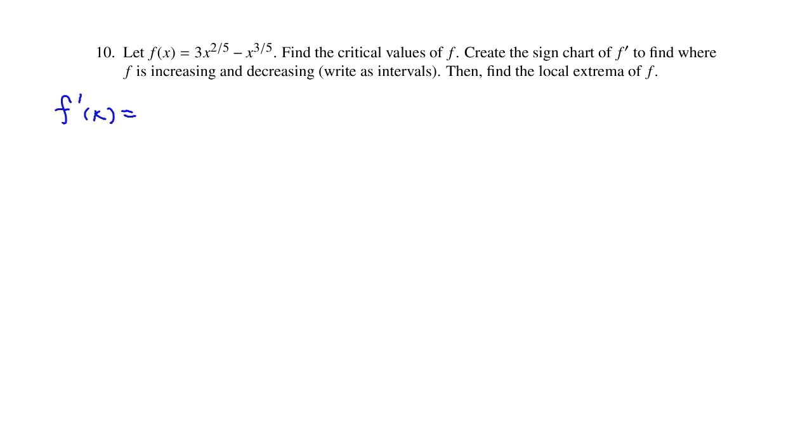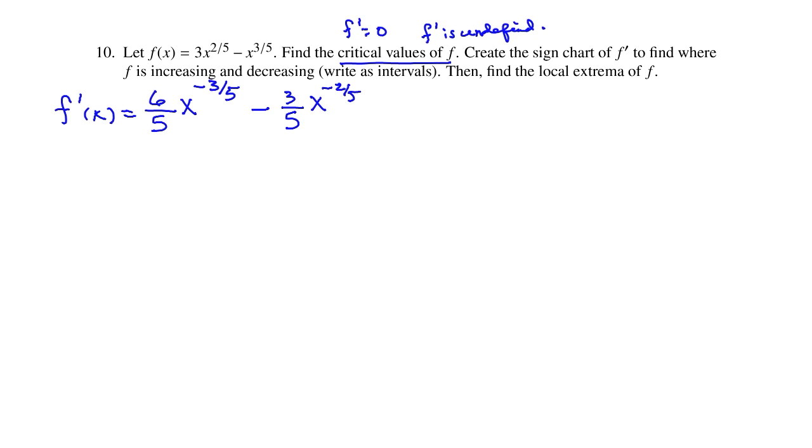So the derivative of 3x to the 2/5 would be 6/5 x to the -3/5 minus 3/5 x to the -2/5. So we want to find the critical values. There are two ways to have critical values. They are when the derivative is equal to 0 or when the derivative is undefined. Let's start by setting this equal to 0.